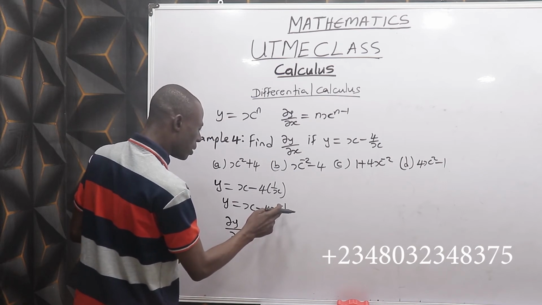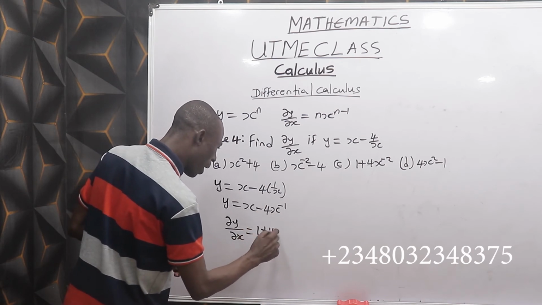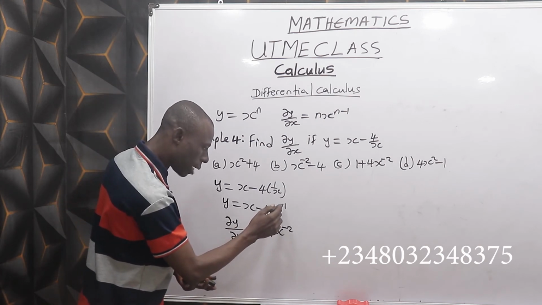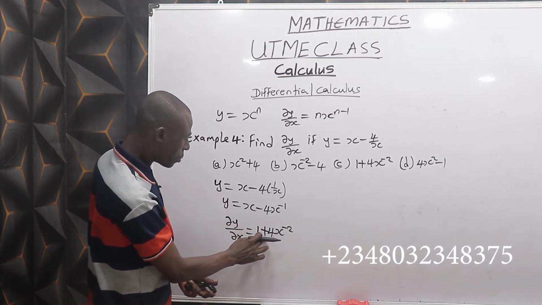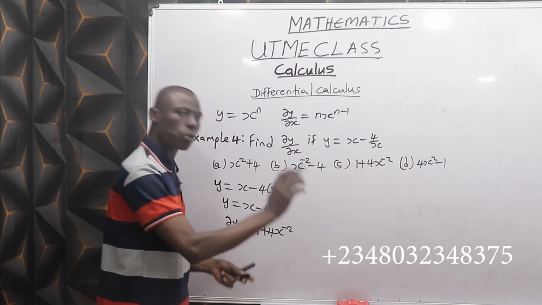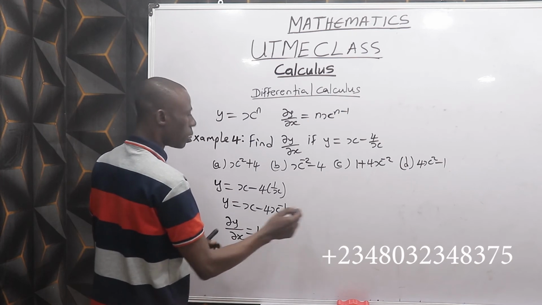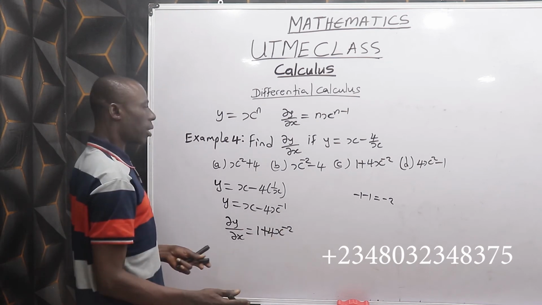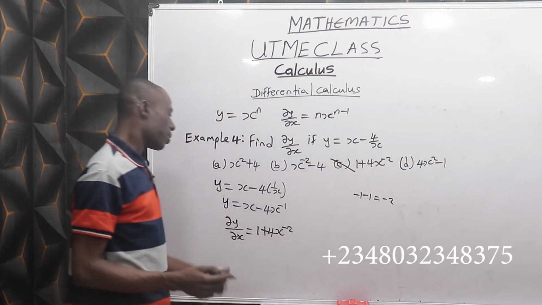Now, the derivative of minus 4x raised to power minus 1 is positive 4x raised to power minus 2. What have I done? Look at it. Use the negative 1, that is the power, to multiply negative 4. It gives us positive 4. That positive 4x is raised to power minus 1 minus 1. You subtract 1 from the minus 1, and that gives us minus 2. So, that is the answer, and that tallies with option C. Option C is the correct answer.